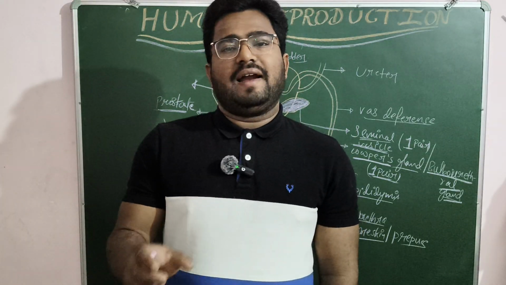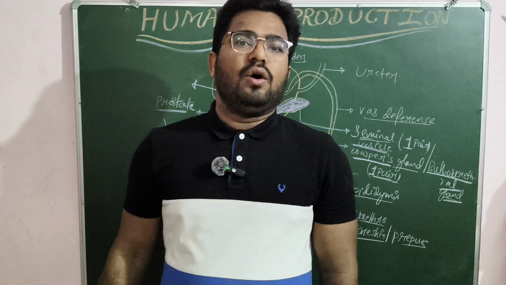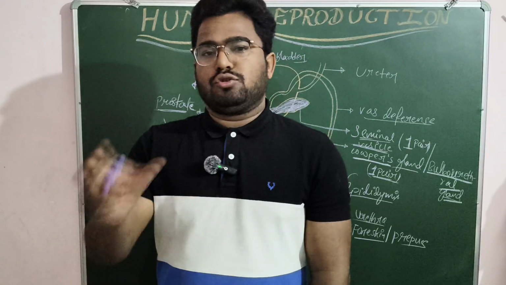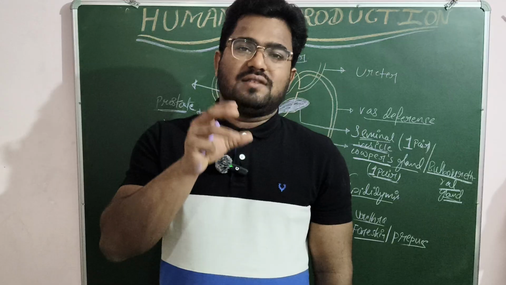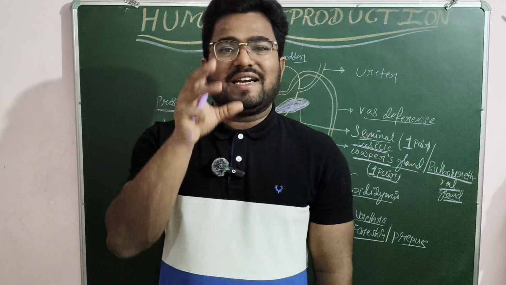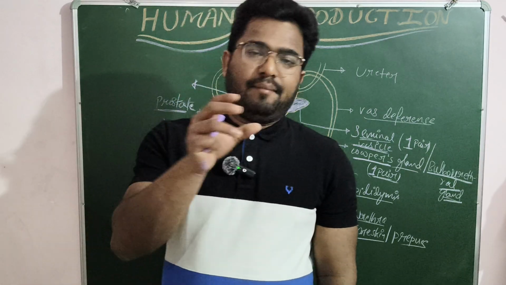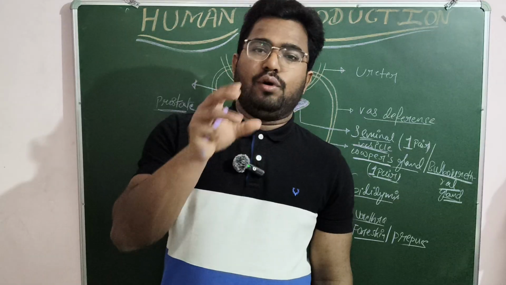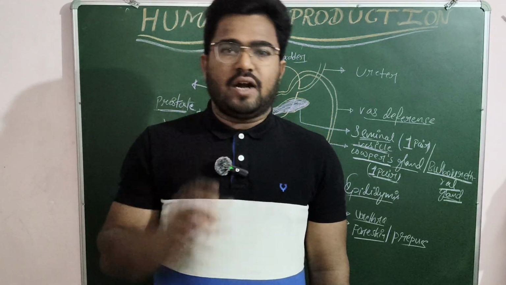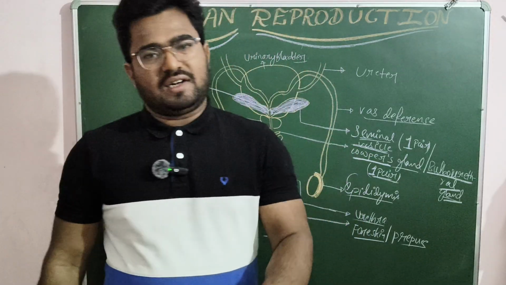Along with that we discussed the names of the male accessory ducts associated with the male reproductive system. We also discussed the associated glands: namely seminal vesicle, prostate gland, and bulbourethral gland, also known as Cowper's gland. So let's jump into the diagram of the male reproductive system.